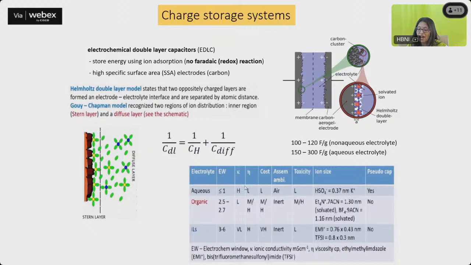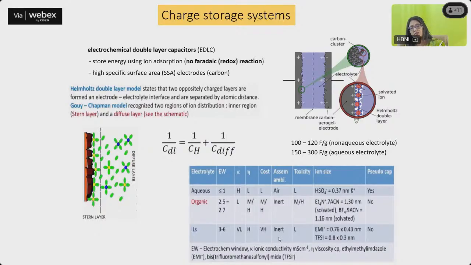Then your ionic conductivity also changes. And along with it, you have all these different assembling techniques. So in case of aqueous electrolyte, you can assemble these capacitors in the ambient atmosphere. Whereas when you are having organic and ionic liquids, then you have to move into inert atmosphere.